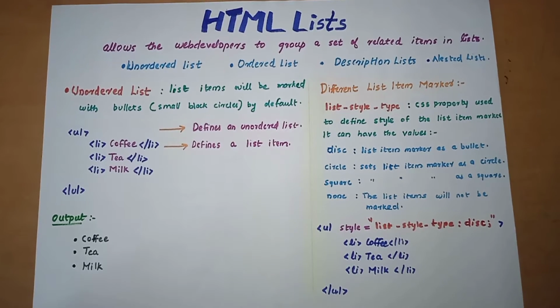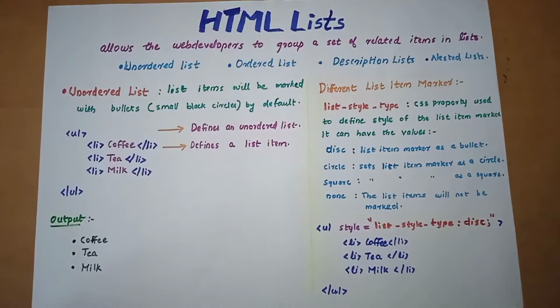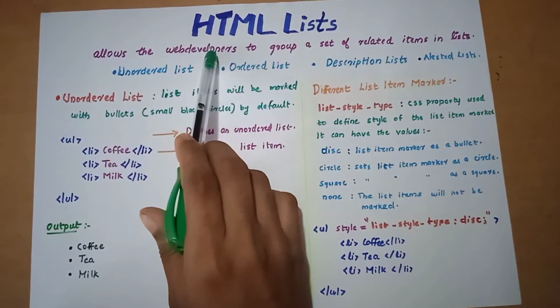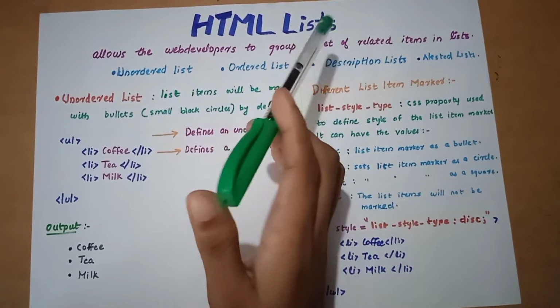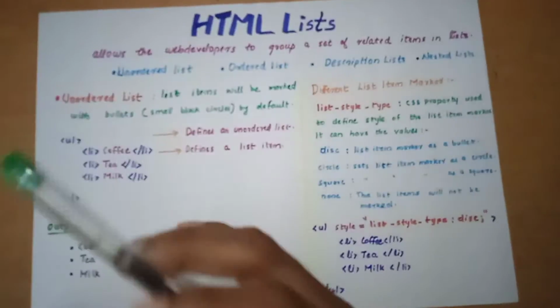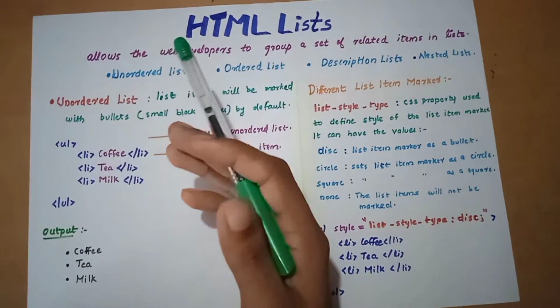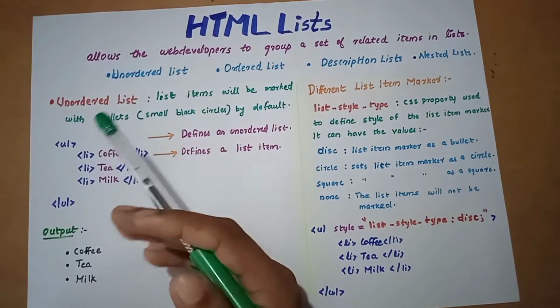Good day everyone. Today we are going to discuss HTML lists. HTML lists allow web developers to group a set of related items in lists. So we are going to group a set of related items in lists. Okay, so we know that's the common idea behind listing.